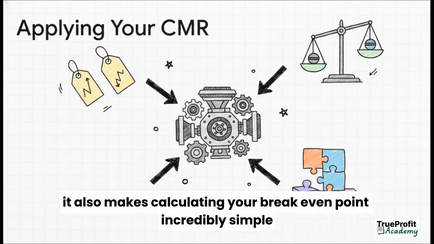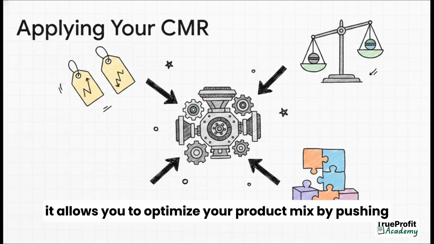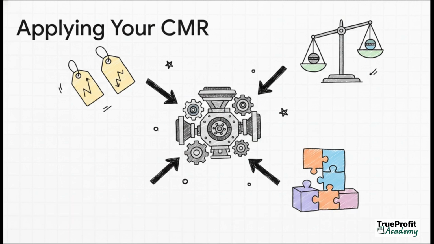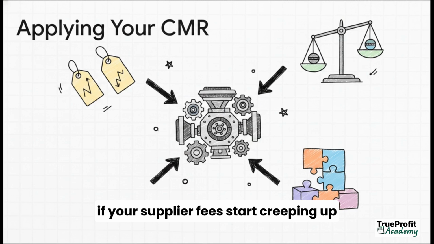It also makes calculating your break-even point incredibly simple. Just divide your fixed costs by your CMR. Plus, it allows you to optimize your product mix by pushing high-margin items in your marketing. And it acts as an awesome early warning system for your budget if your supplier fees start creeping up.